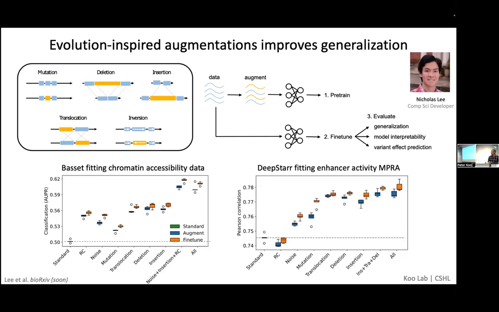And here's another example for the DeepSTARR model. This is the original DeepSTARR model trained on the original DeepSTARR data set. You have the performance of the original model right here. And then you have all of the augmentation strategies and in combination. And you see that there are added benefits to doing this.